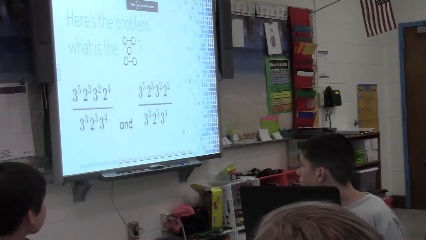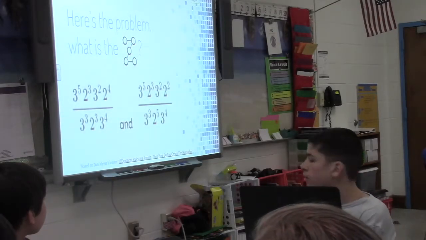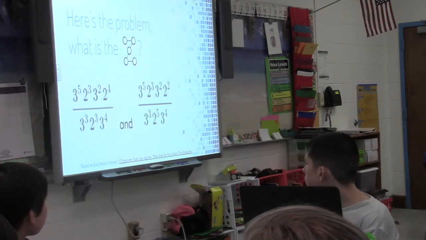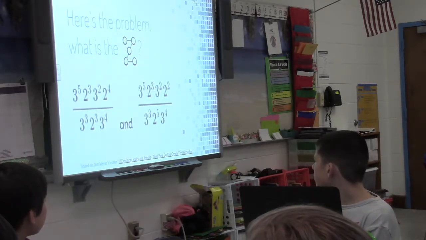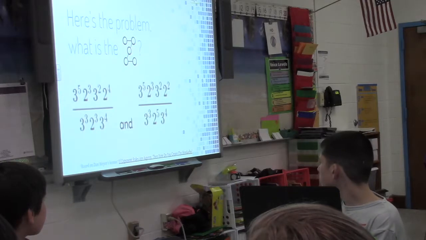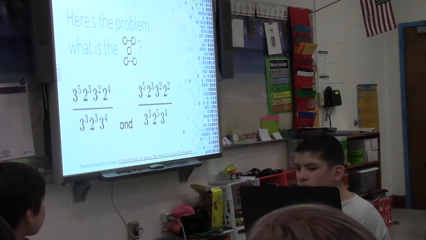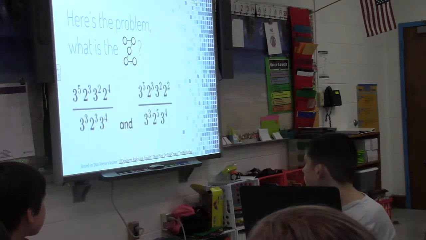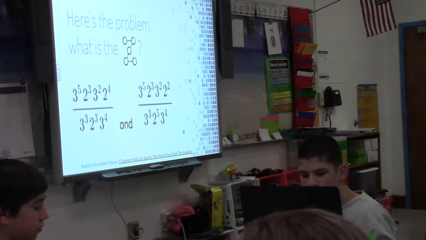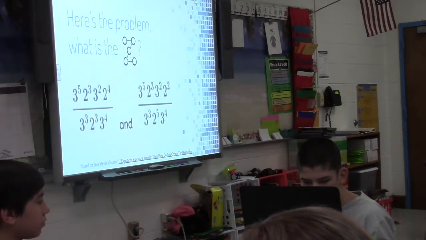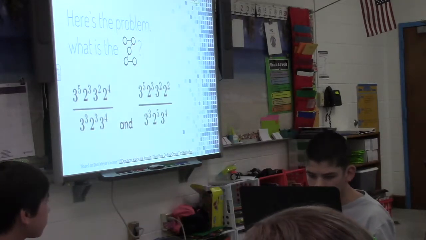All right, so here's your first problem. It says, here's the problem, what is the pattern? And it has 2 sets of numbers. Before we do anything, you guys need to talk about the language of the discipline that's going to help you solve that problem. So I'm going to give you about 5 minutes on your frame. I want you to list all the language and discipline that you think you need in order to solve that problem.